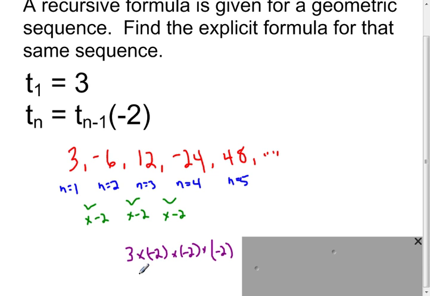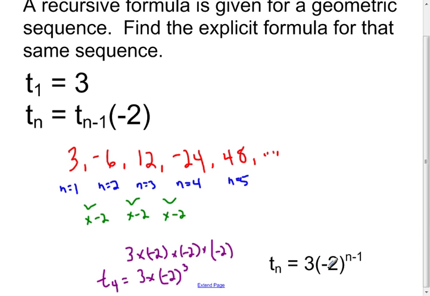An easier way to write this is 3 times (-2) to the third. So in general, if we want to get to the 50th term, well, the fourth term is 3 times (-2) to the third, so for the 50th term it stands to reason that this would be 3 times (-2) to the 49th. So in general, our formula is 3 times (-2) to the n-1. You may want to put this in parentheses to remind yourself that the n-1 is the exponent.